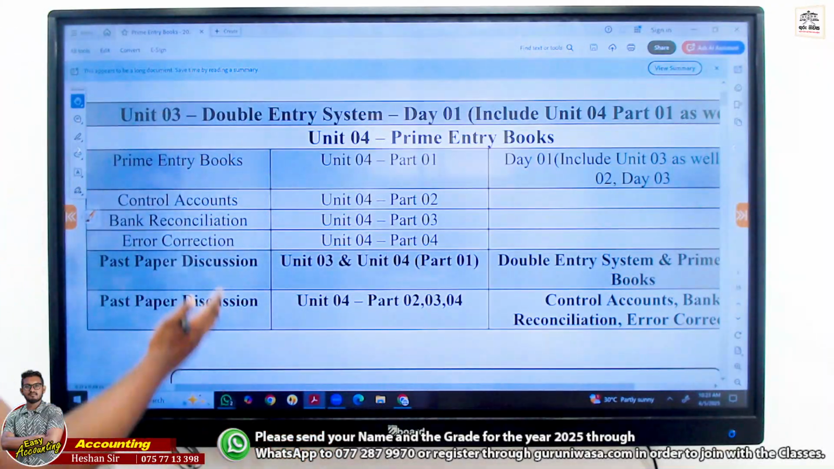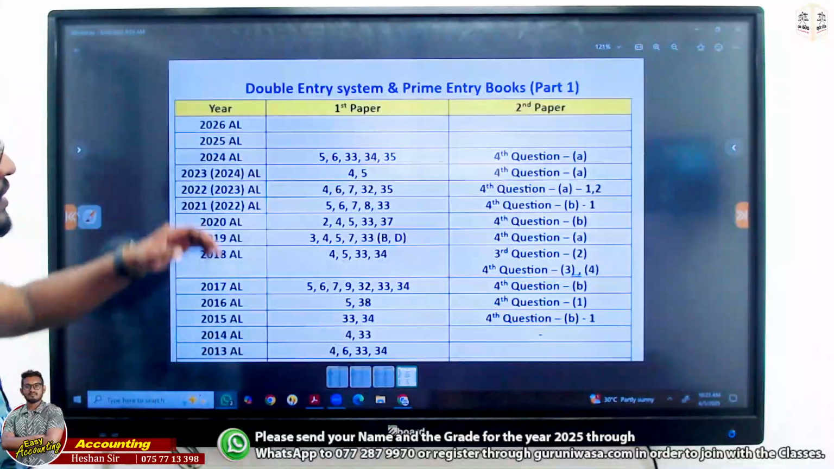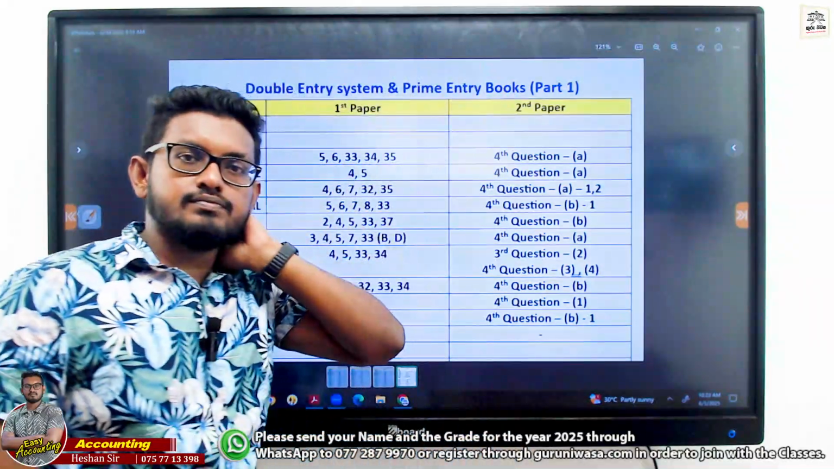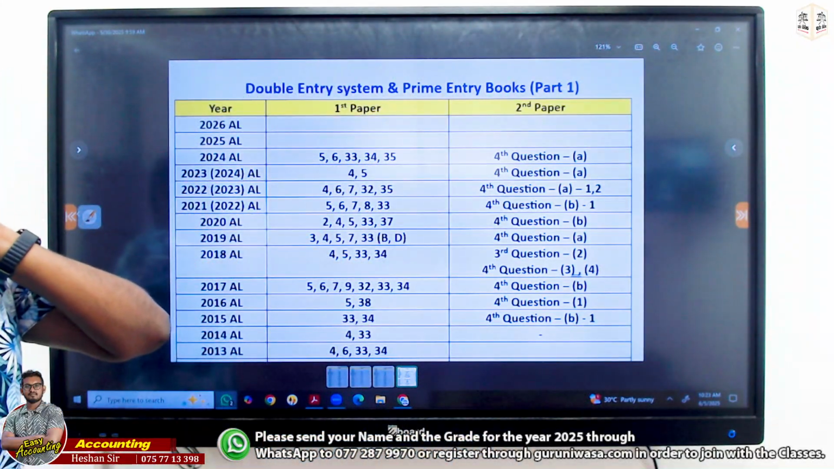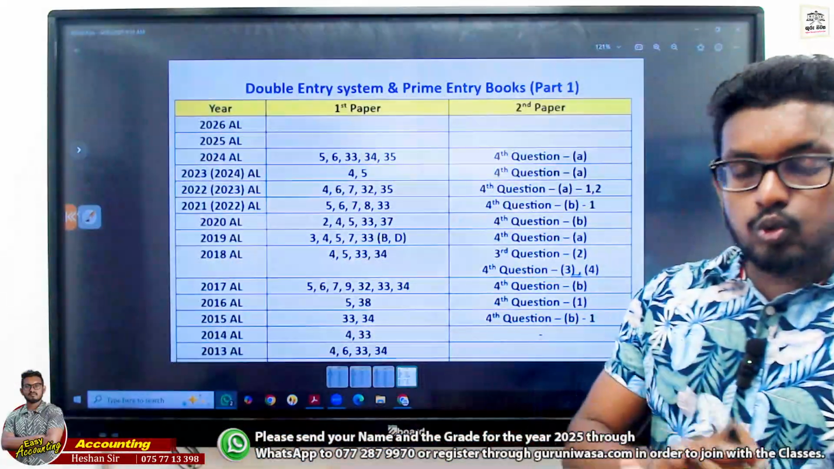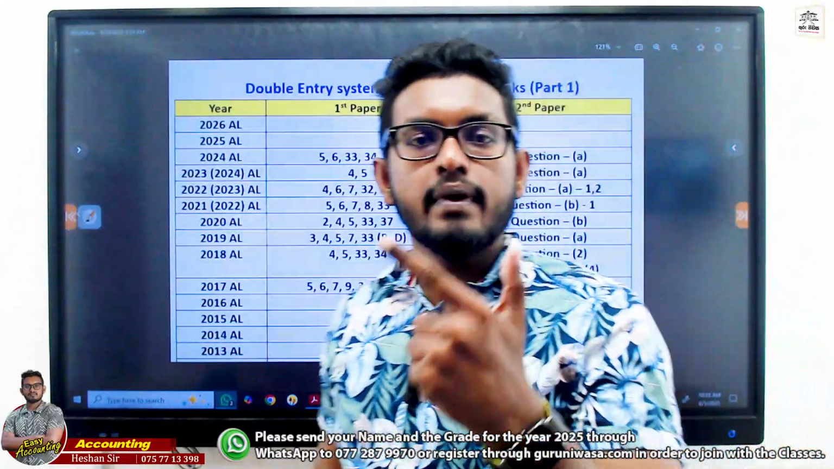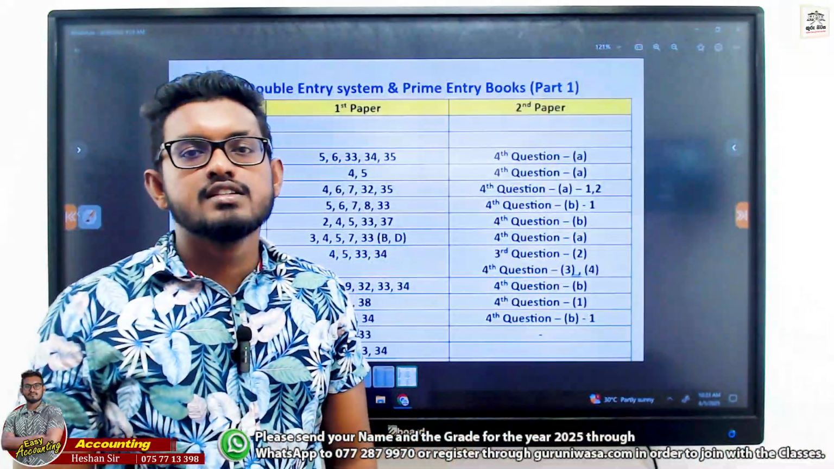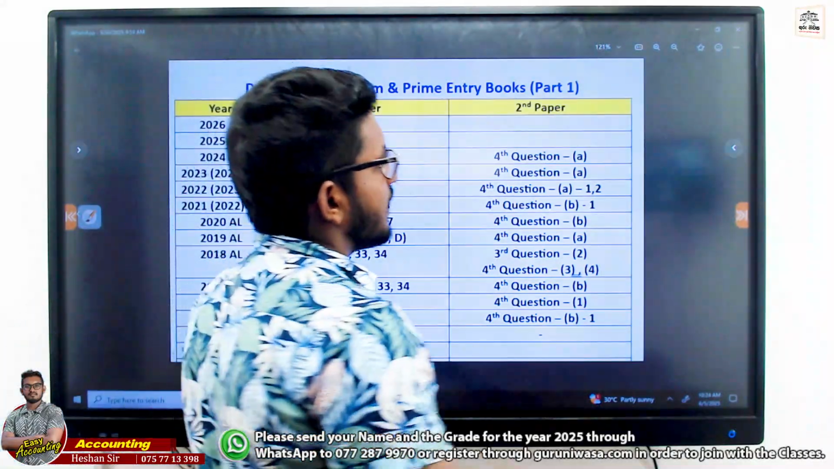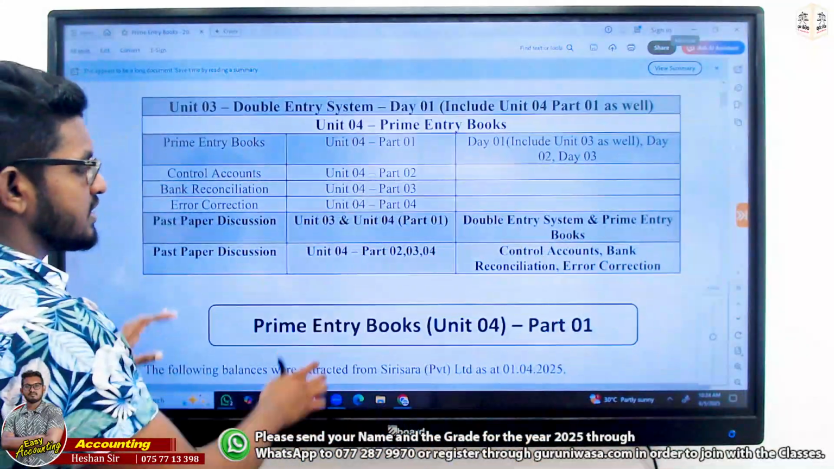Just remember, I'll send you the filtered past paper questions relevant to unit 3 and unit 4 part 1. Right? I'll send you the past paper discussions relevant to unit 4 parts 2, 3, 4 in another picture like this: control account, bank reconciliation, error correction. Understood? Clear to you? Right? Okay. Now, let's go with that.